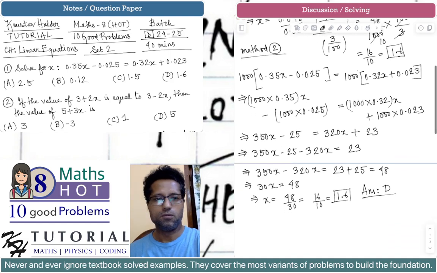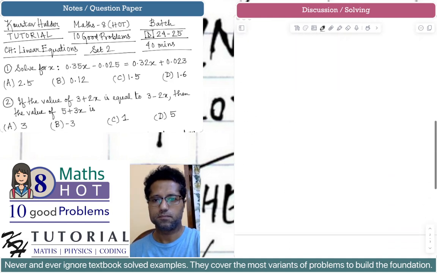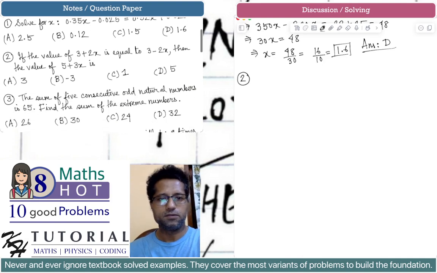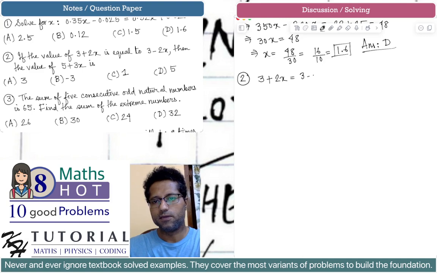Okay, let's do problem number 2. If the value of 3 plus 2x is equal to 3 minus 2x, then the value of 5 plus 3x. It is saying that the value of 3 plus 2x is equal to 3 minus 2x. So, it is given that 3 plus 2x is equal to 3 minus 2x.